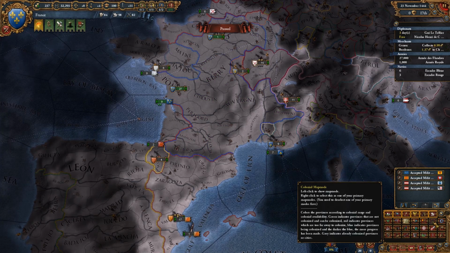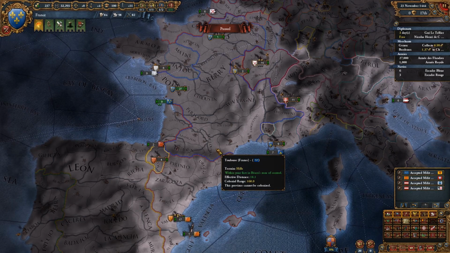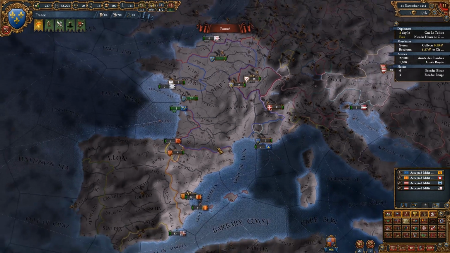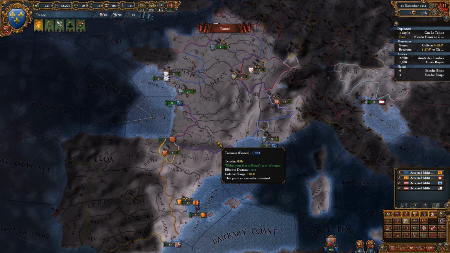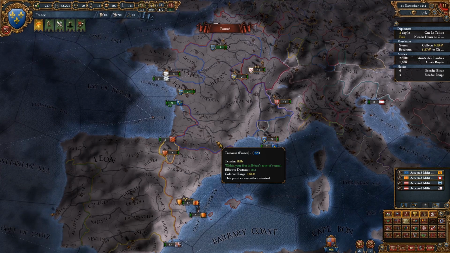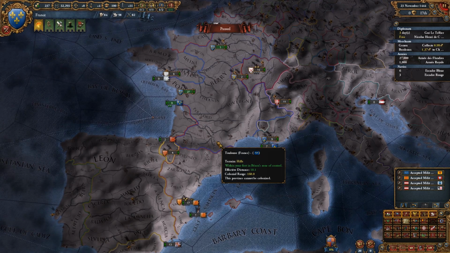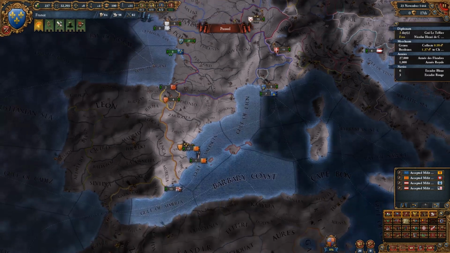Then we have the colonial map mode. Not much use to us at this stage in the game because we don't have colonial ideas and there's no colonising we can do. But if we actually mouse over an area on the map with that mode selected, you can see it tells us what the effective distance is and it tells us what our colonial range is. So our current colonial range is 160. Now this province belongs to us anyway, but its effective distance is 18.1.